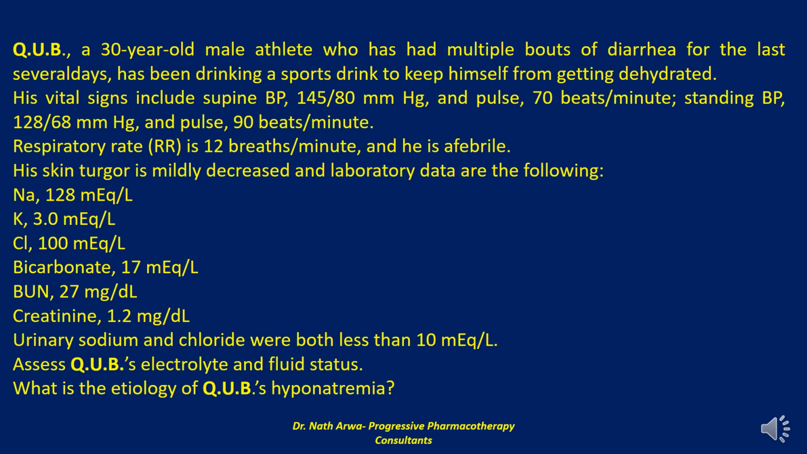QUB's diarrhea probably caused loss of potassium and bicarbonate through the GI tract, resulting in hyperkalemia and hyperchloremic metabolic acidosis. The potassium depletion can sensitize antidiuretic hormone secretion in response to hypovolemic stimuli, and the hyperkalemia can also lead to hyponatremia. The cellular efflux of potassium causes cellular uptake of sodium, further reducing the serum sodium concentration.